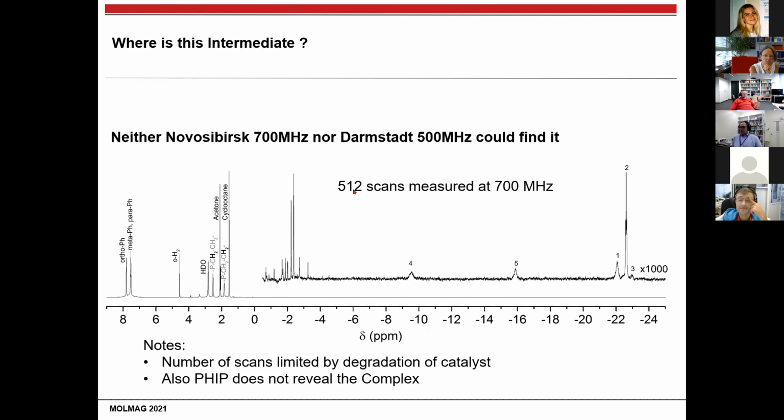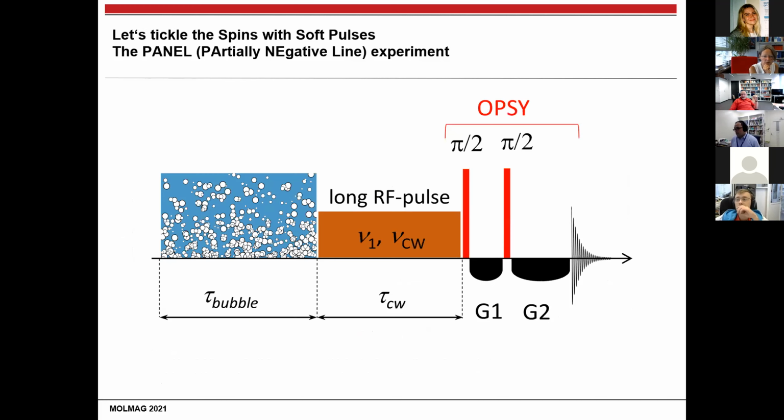We were a bit restricted with the number of scans because it's just the lifetime of the catalyst. After this time, the catalyst is just dead. So there was nothing. Okay, so what can you do if you find something not direct? You have to do it indirectly. So then what we did was a kind of experiment, which is a bit similar to the CEST technique. We call it PANEL, partial negative line experiment.